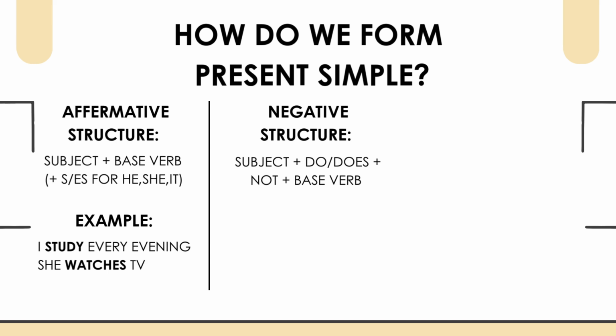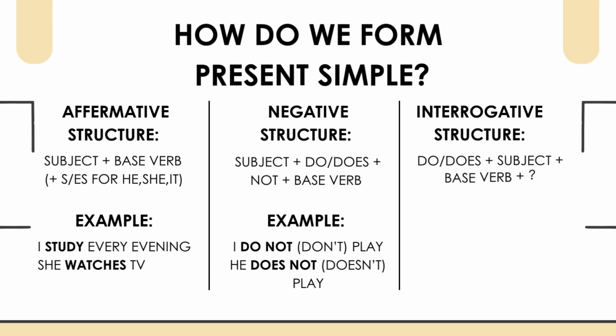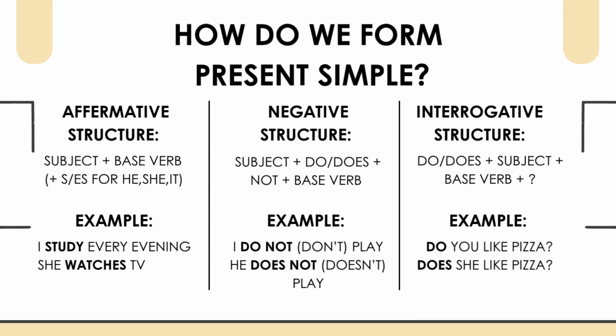Here we use do or does plus not before the base verb. For example, I do not or don't play. He does not or doesn't play. Finally, the interrogative structure. You start with do or does, then add the subject, followed by the base verb. For example, do you like pizza? Does she like pizza? These structures cover every sentence type you'll need in the present simple.